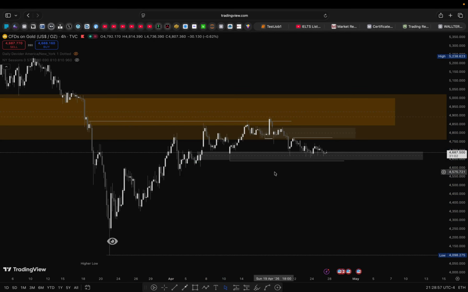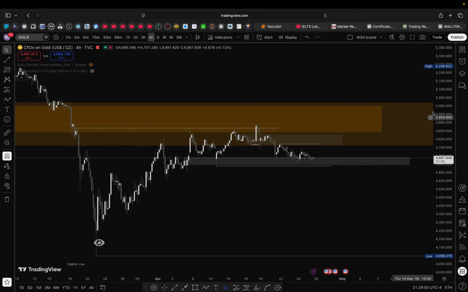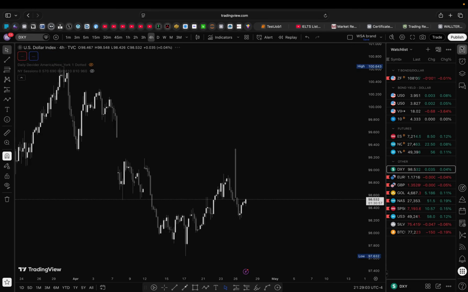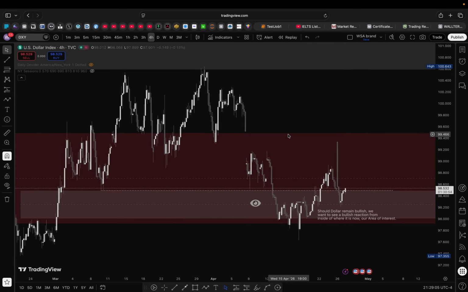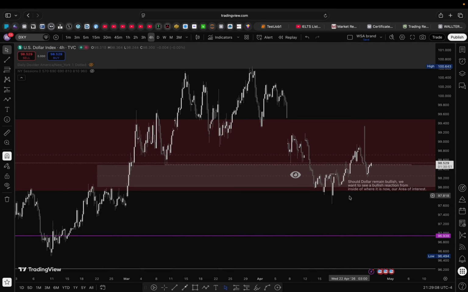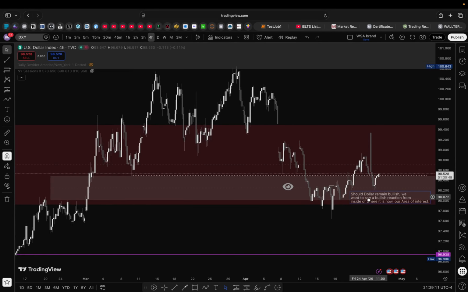All right, so the last market we looked at earlier was the dollar index. So for the dollar index, we said we wanted to see bullish price action, which we've seen. Should dollar remain bullish, we want to see a bullish reaction from inside of where it is now, which was inside here. I said I wanted to see some sort of manipulation lower and then going higher. That failed to happen. It swiped down, came up, failed to take this one high, take this high out here, which would have created a bullish pivot. It failed to take it out and then swiped lower again before creating that pivot.